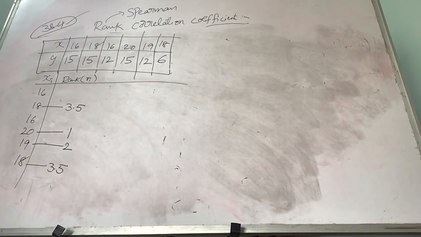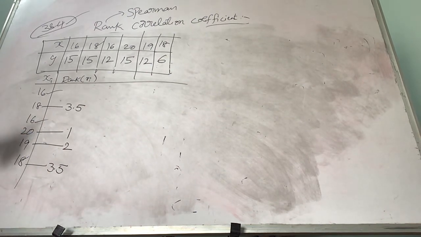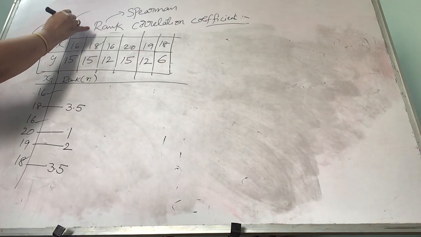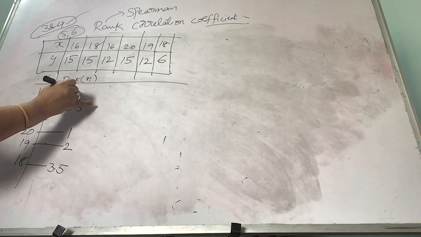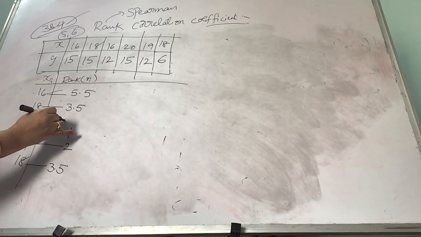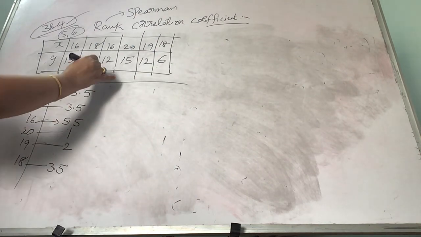Next we assign fifth rank. What is the next highest value? There is only 16. This 16 is also repeated. Already 3, 4 ranks are completed. Now we have to assign 5th and 6th rank for these observations. Here also same: the average of 5 and 6 is 5.5. We assign 5.5 rank for this observation. Okay, so ranks of xi is completed.